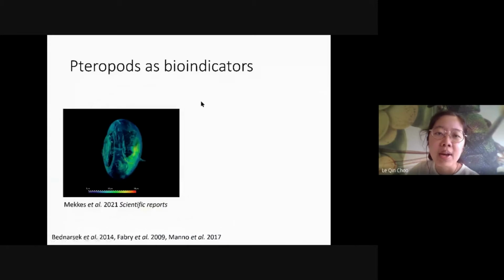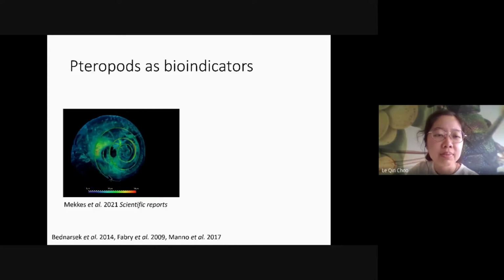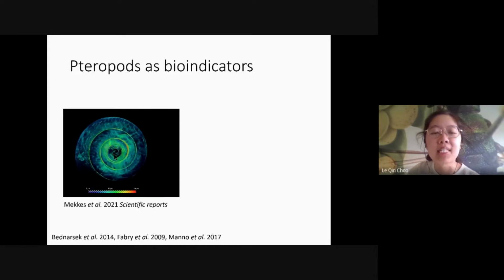Pteropods are known as bioindicators of ocean acidification because of their thin shells. Here we see a video of micro-CT scans of a pteropod. And we know that if we see changes in their shell thickness or signs of dissolution, they can be used as an early warning system for detecting changes in ocean acidity.